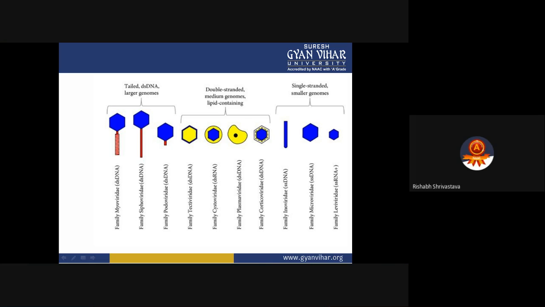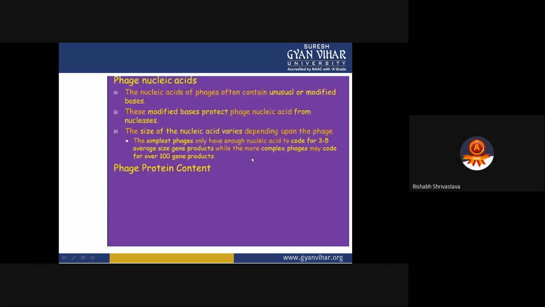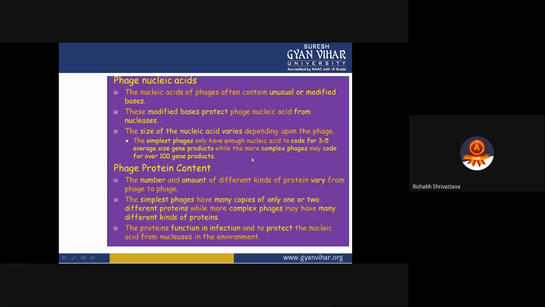Now let's talk about phage nucleic acid and phage protein content. The nucleic acid of phages often contains unusual or modified bases. These modified bases protect the phage nucleic acid from nucleases. The size of the nucleic acid varies depending upon the phage. The simplest phage have only enough nucleic acid to code for 3 to 5 average size gene products, while the more complex phages may code for up to 100 gene products or maybe more.